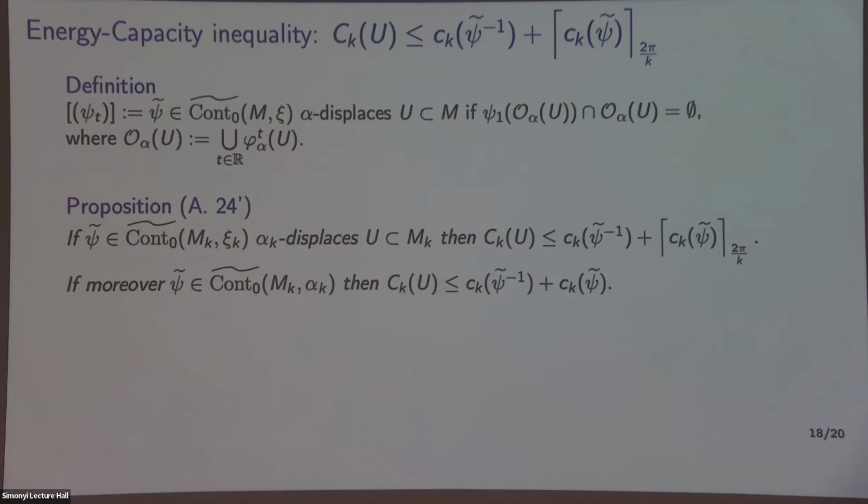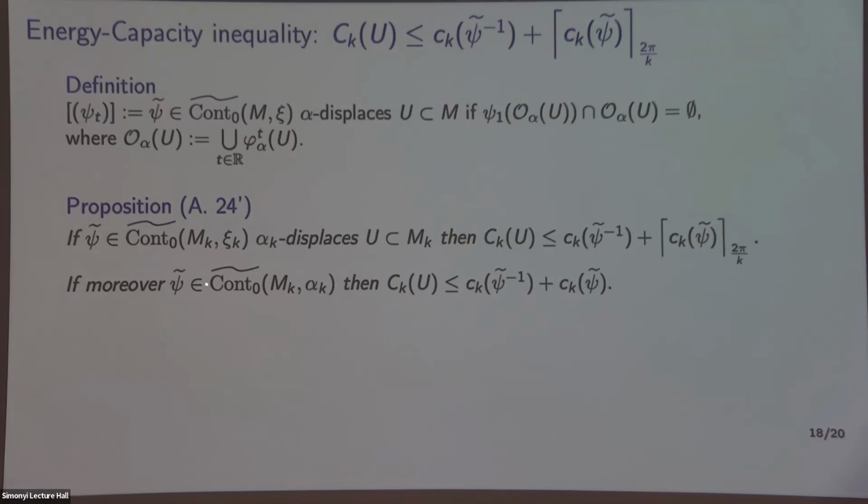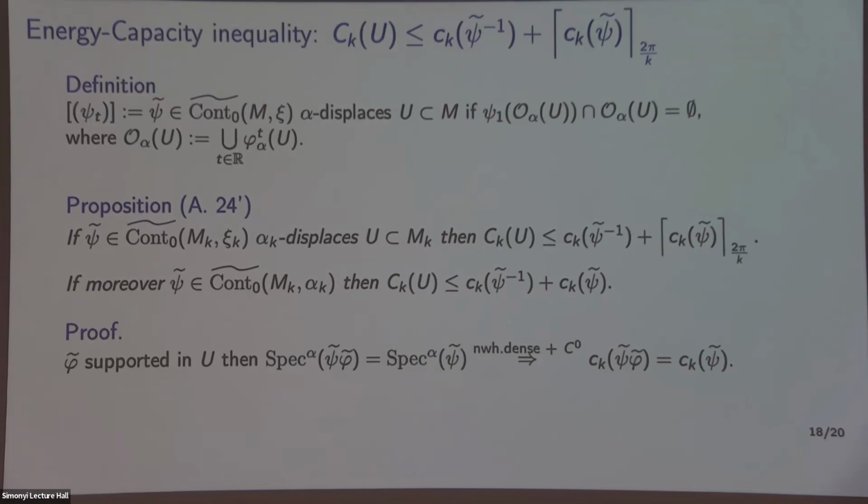And then it's easy to show, and the argument goes a bit like in symplectic geometry, that if ψ tilde displaces a domain U, then the capacity of U will be less than the energy of ψ. So here what I call the energy of ψ is this number. And if moreover ψ is a path of strict contactomorphisms, then I have this. And yes, the argument goes a bit like in symplectic geometry.